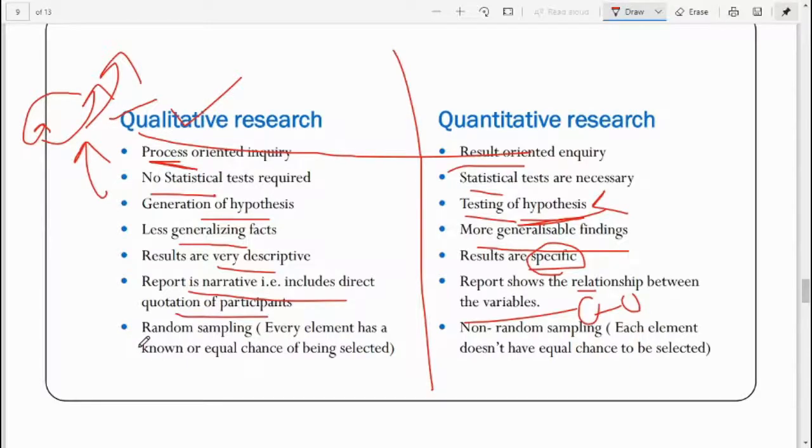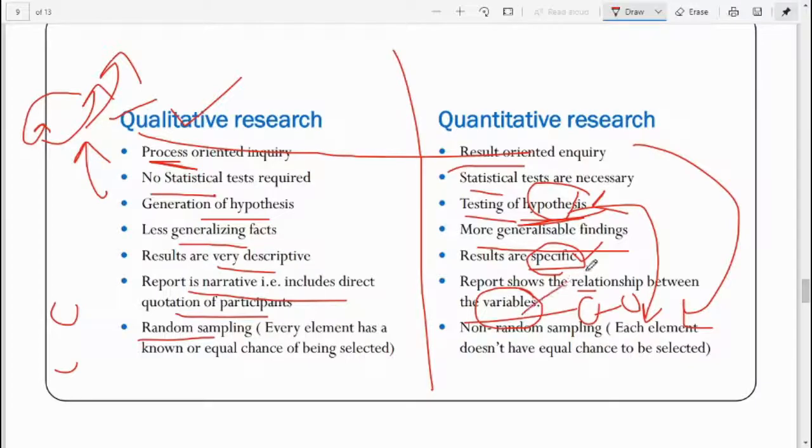It includes random sampling. Random sampling means every element has an equal chance of being selected. But under quantitative we have non-random sampling, because it is very specific in nature. We want to test the hypothesis, so accordingly we are trying to collect the data. So that's why it comes under non-random sampling. We have to be very specific to choose which data is going to work for your hypothesis, which is not going to work for your hypothesis, because here we are talking about variables. So we have to look for the variables which are related to your working hypothesis.